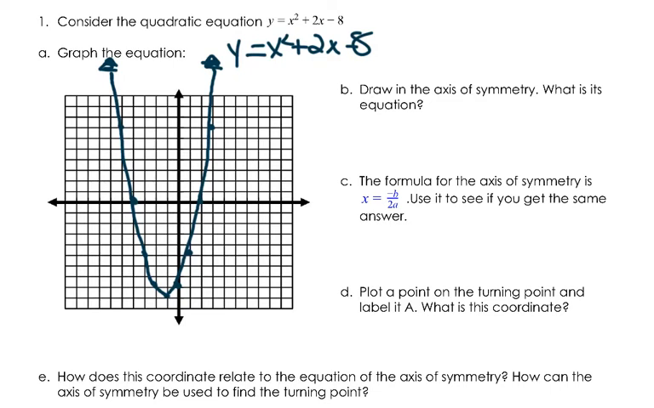Now, B. Draw in the line of symmetry. What is the equation? Now, review. The line of symmetry is the line that cuts the shape so that each side is a mirrored image. So basically, I'm cutting this in half. And I notice if I cut this right here, and I folded it, I would have the same side. So here's my axis of symmetry line. I'm going to make this a dotted line.